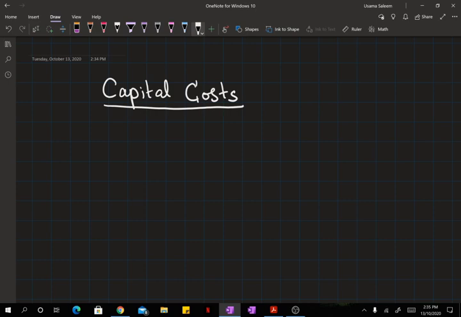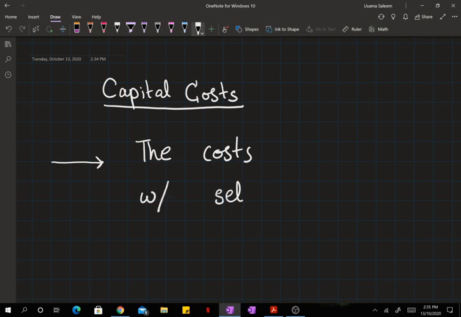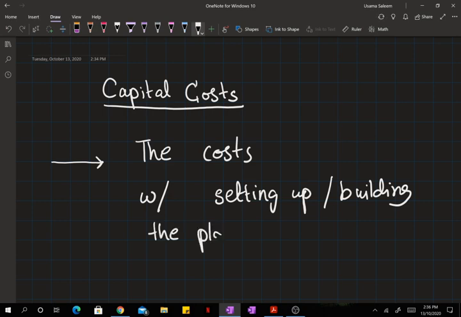Now just to give you a little bit of definition, capital costs are gonna be the costs associated with setting up or building the plant. Okay, and capital costs are a one-time investment.